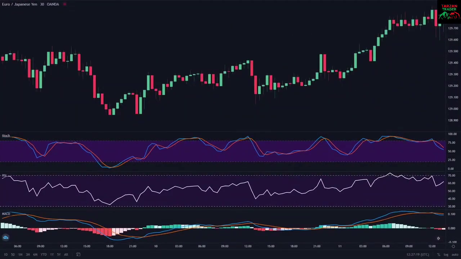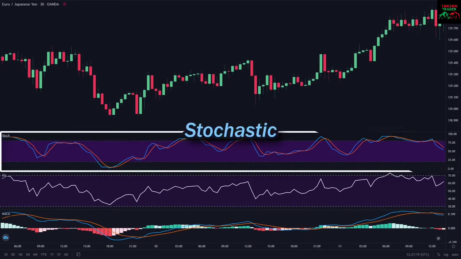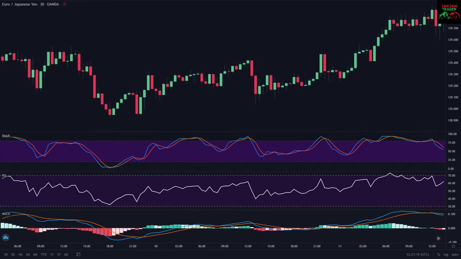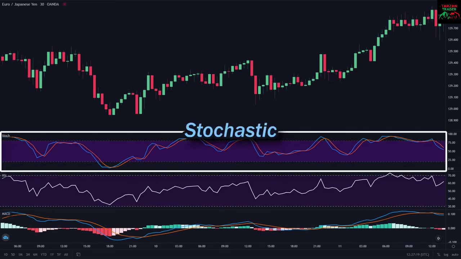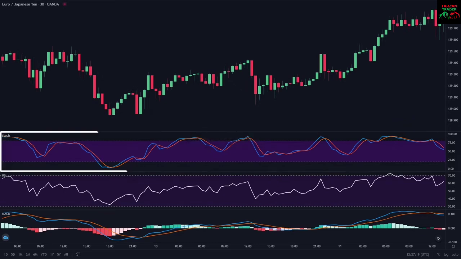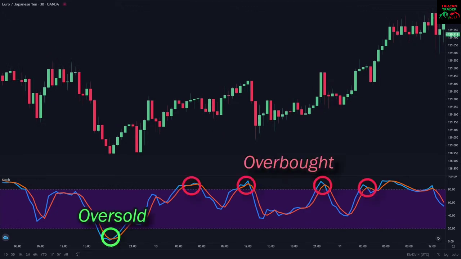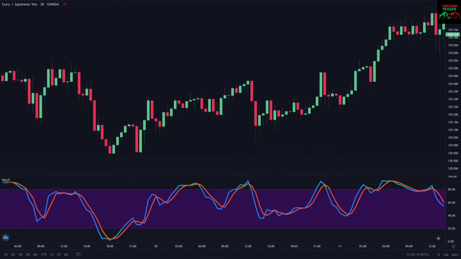For this strategy, we are using a combination of three indicators: the Stochastic, RSI, and MACD. First, let's start with the Stochastic because that will generate our main entry signal. The Stochastic is a very simple to use indicator that does a very good job of identifying overbought and oversold levels on the market. It consists of two parts: the blue line, which is called the K percentage, and the orange line, which is called the D percentage.